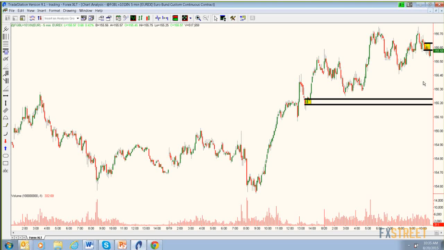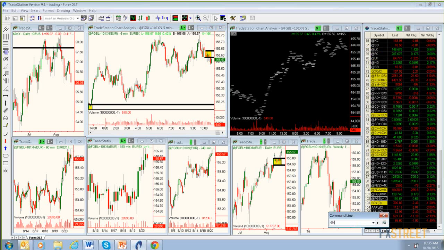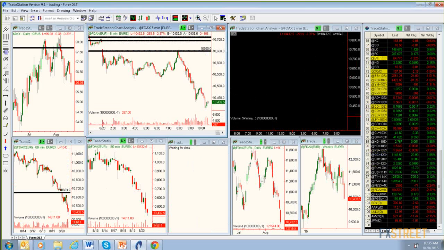Okay, let's move on to another market. I can go to any market you want to. You guys want to take a look at, we can take a look at the DAX, sure. It should be an exciting market to look at the moment.